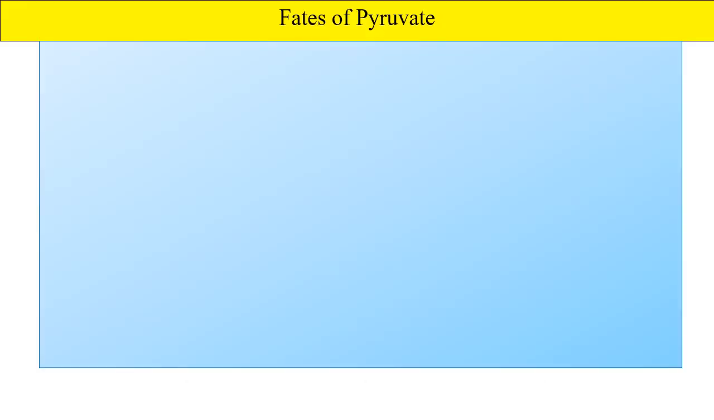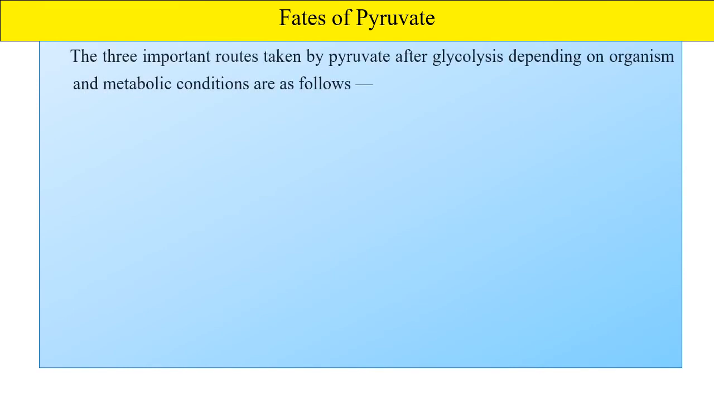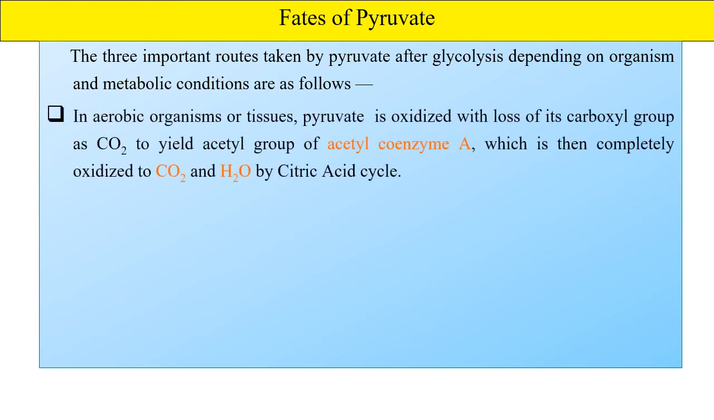Now, let me explain these 3 routes of pyruvate. There are 3 important routes taken by pyruvate after glycolysis, depending on the organism and metabolic conditions. In aerobic organisms or tissues, pyruvate is oxidized with loss of its carboxyl group as carbon dioxide, resulting in formation of the acetyl group of acetyl coenzyme A, which is then completely oxidized to carbon dioxide and water through the Krebs cycle or citric acid cycle.